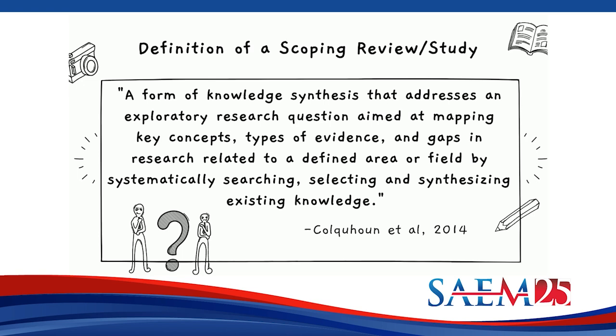We really like this definition by Colquhoun et al. from a 2014 article. They define a scoping review as a form of knowledge synthesis that addresses an exploratory research question aimed at mapping key concepts, types of evidence, and gaps in research related to a defined area or field by systematically searching, selecting, and synthesizing existing knowledge.